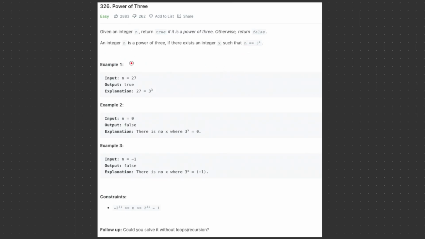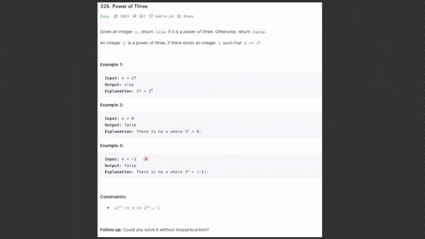So let's look at the examples. In example 1, we have n equal to 27, and the output here is true. Now, why is that? Well, 3 to the power of 3 is equal to 27. Example 2, n is equal to 0. The output is false. Why is this? Well, nothing can be raised to the power of 3 that provides us with the value of 0.